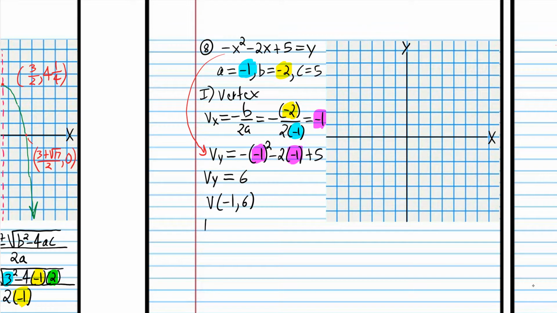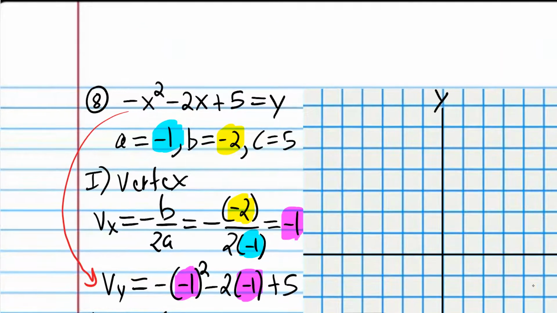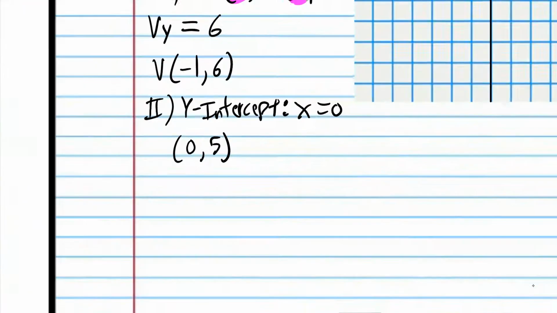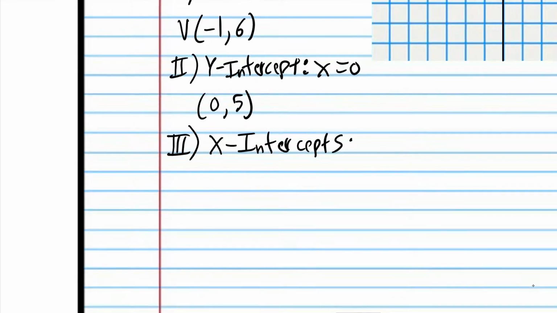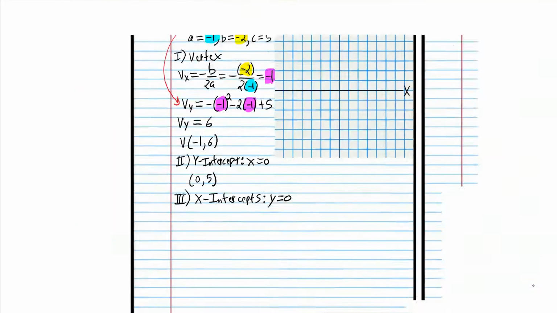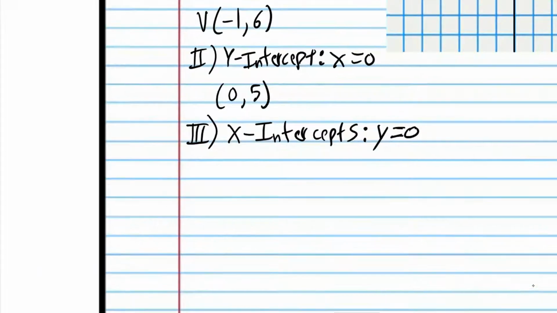And now we're ready to find the y-intercept. And of course we let x equal 0, and the y-intercept is just going to be 0, 5. I know you're tired of hearing me say this, but in standard form that number is always the y-intercept. Now we're going to find the x-intercepts. To do that, of course, we let y equal 0. So we have negative x squared, negative 2x, plus 5.